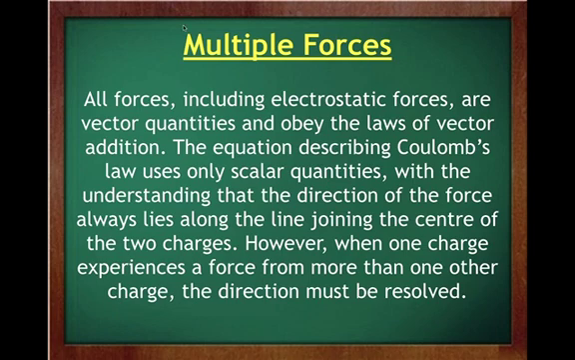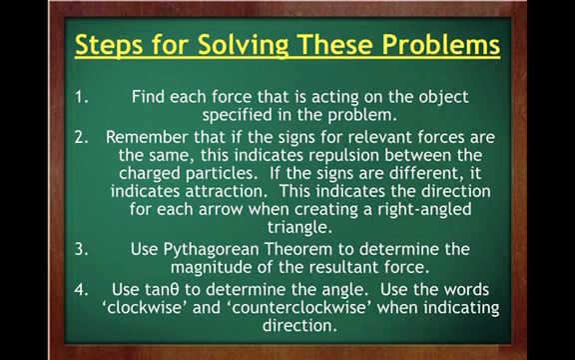Again, remember that our equation with Coulomb's law used only scalar quantities, with the understanding that the direction of the force always lies along the line joining the centers of the two charges, and those forces could either be attractive, where it's being drawn towards another object, or repulsive, where it's being repelled away from another object. So you've really got to look at the signs on those charges to get an idea of what direction the net force is being applied. Like I said, when one charge experiences a force from more than one other charge, we have to resolve that direction by using vector addition. So when we're looking at these types of problems, you might be asked for the force acting on one particular object.